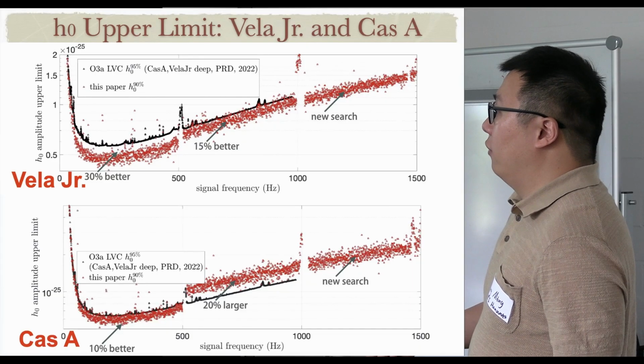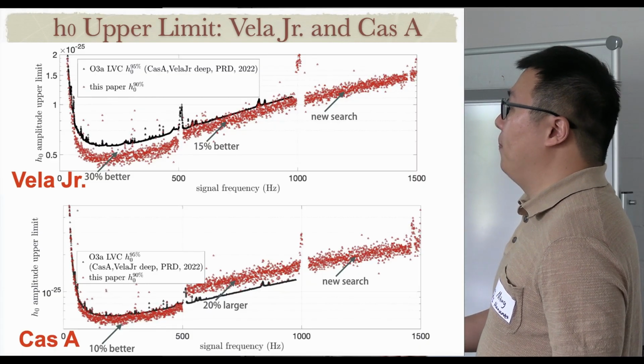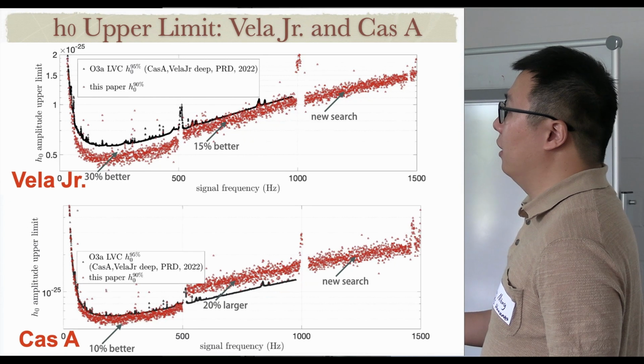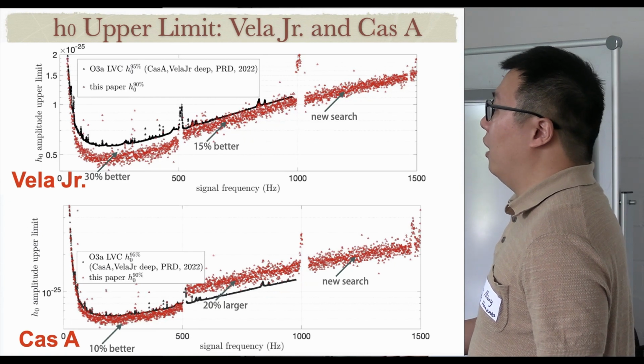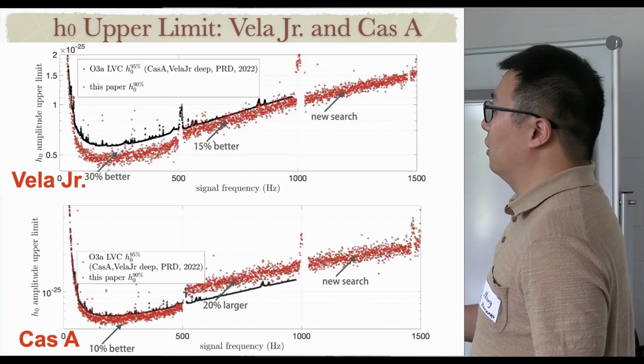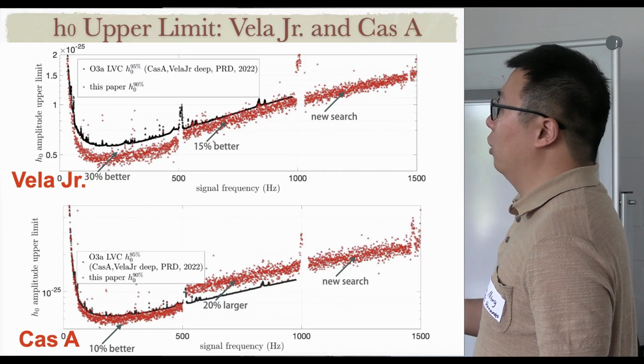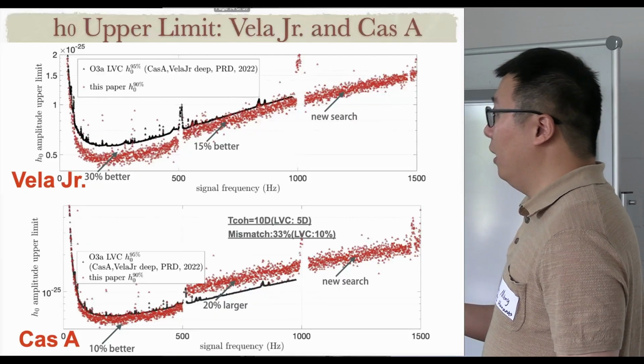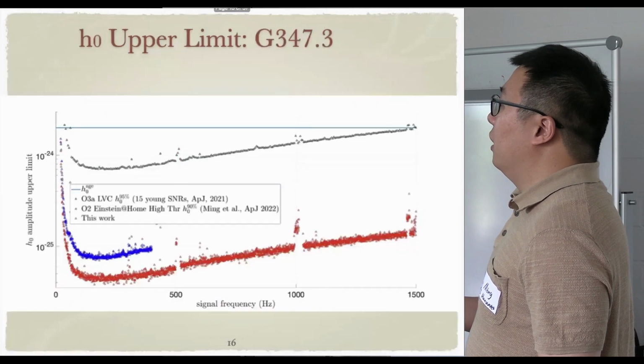1500. And for Cassiopeia A, still in the low frequency part, we are 10% better. But in the high part, from 500 to 1000, we are slightly worse. But for the even higher part, only us did the search.